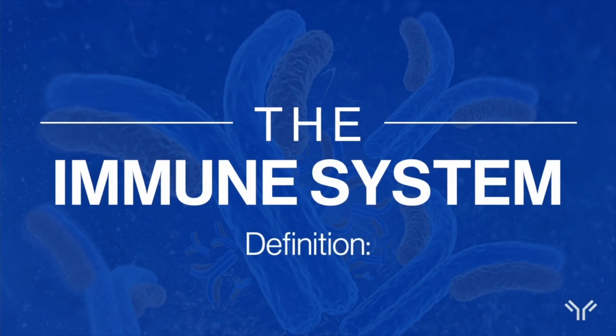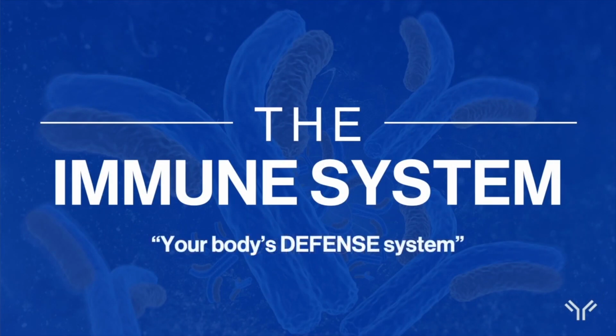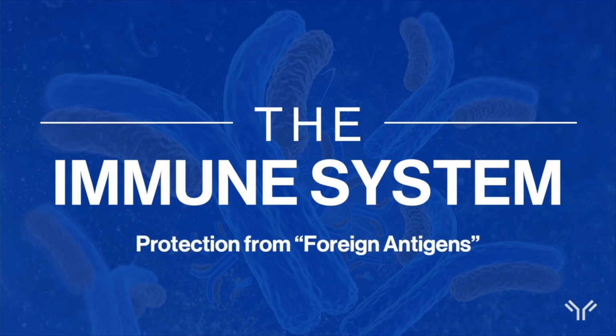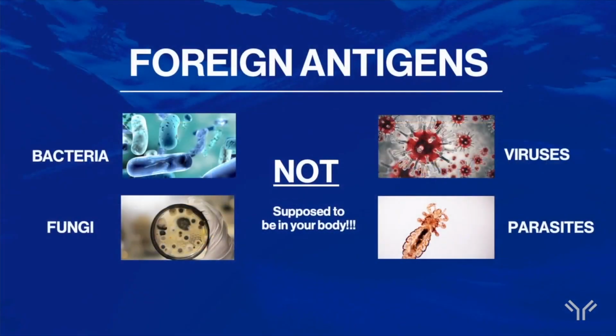What is the immune system? Well, there are so many definitions, but let's look at a real simple one. Think of your immune system as your body's primary defense system. Now, defense against what? Defense from something we call a foreign antigen. Classic examples would be a bacteria, or a fungus, or a virus, or a parasite. All of these are not supposed to be in your body.